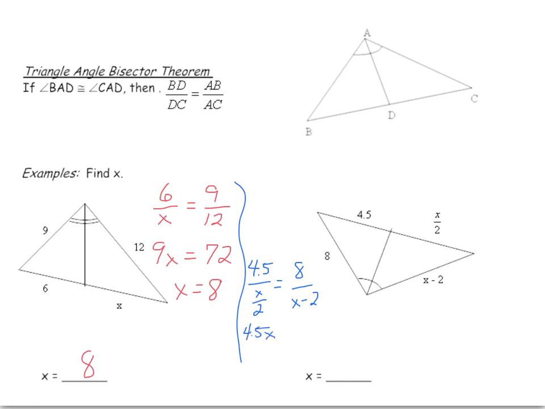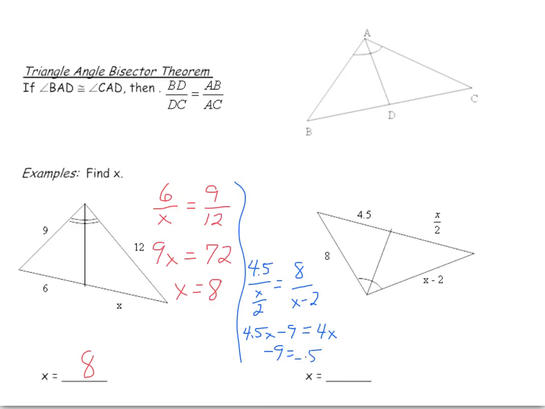So I'd have 4.5x minus 9, because I had to distribute my 4.5 through. And then, this is a little trickier, I get 8 times x over 2. Now x over 2 is the same thing as a half x. And 1/2 x times 8 gives me 4x. Now that I have this, I feel comfortable if I subtract my 4.5x from both sides. I'll get a negative 9 equals a negative 0.5x. Well, that's looking horrible.